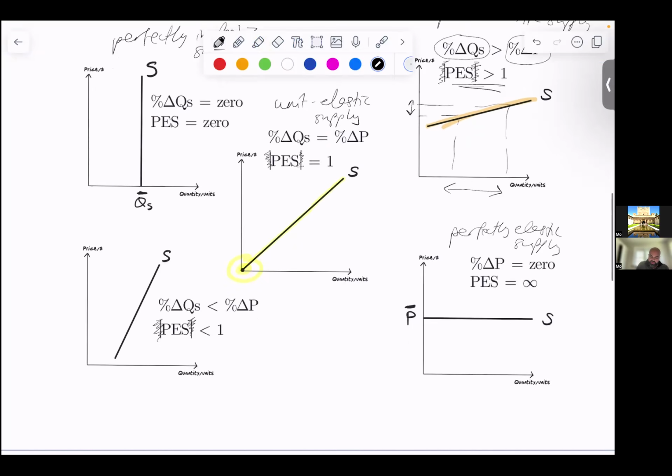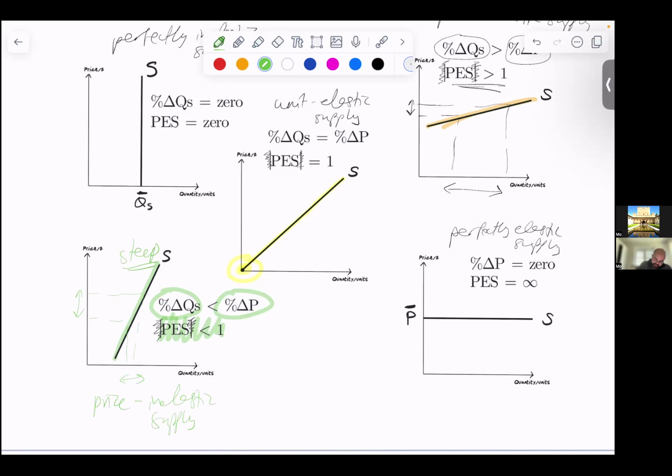Okay? If the percentage change in quantity is less than the percentage change in price, that means quantity supplied isn't very responsive to changes in price. Okay? The change in quantity is less than proportionate to the change in price. Okay? PES will be less than 1. And here we say that supply is price inelastic. Okay, and the curve will be relatively steep.